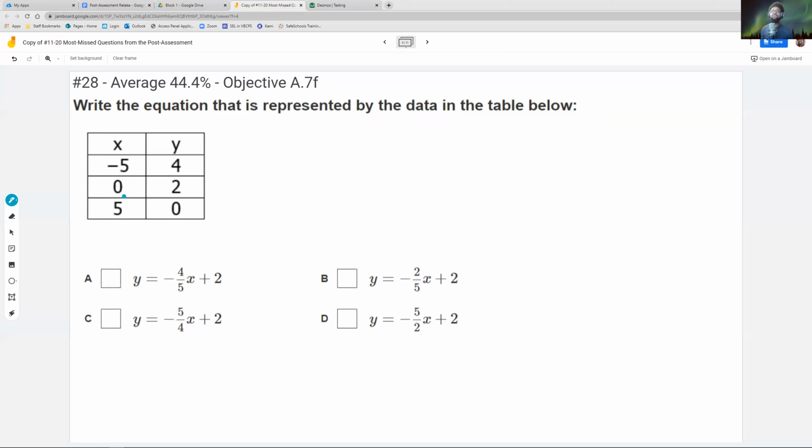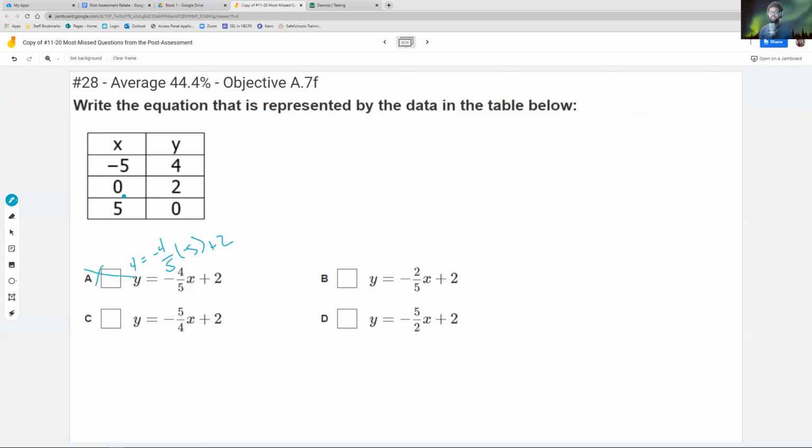equations and solve. So if we wanted to try this first equation, equation A, we take that 4, plug it into the y, equals -4/5. My x is -5 plus 2, and then solve for it. If you get the same answer on both sides, then you know that's going to be the equation. So let's go ahead and solve for this. -4/5 times -5, that's going to leave me with +4 plus 2. +4 plus 2 is going to be 6. That's not going to be it. We know it's not going to be A.